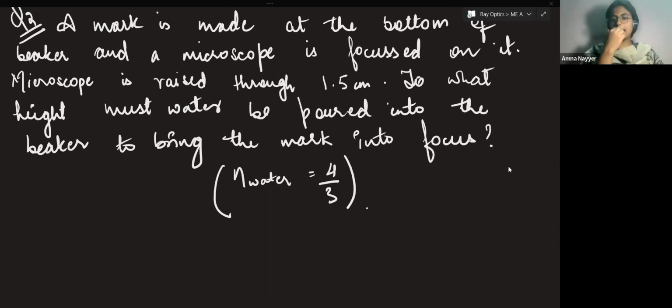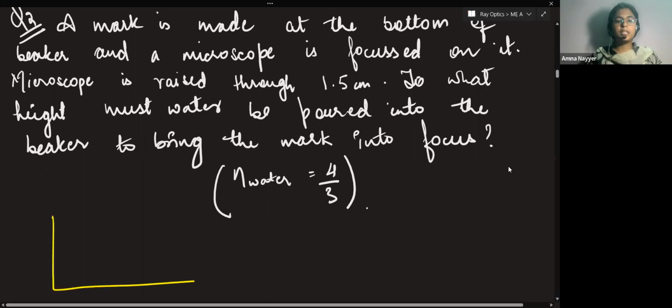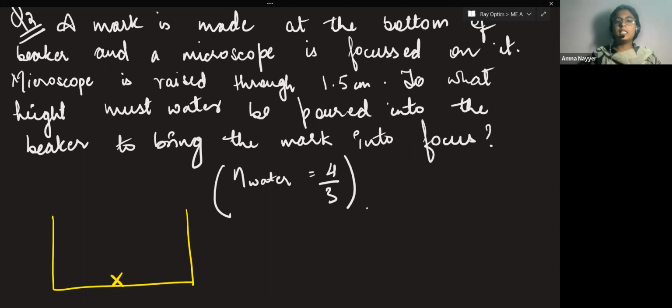So this question says that a mark is made at the bottom of a beaker and a microscope is focused on it. Let's say a mark is made over here. The microscope is raised through 1.5 centimeters. It means when we are looking from this point, we are not able to see the image clearly. When we shift the microscope in such a manner that the image is formed here, then we are able to see it. You must have used a microscope, at least in 9th or 10th. So the same thing will occur.